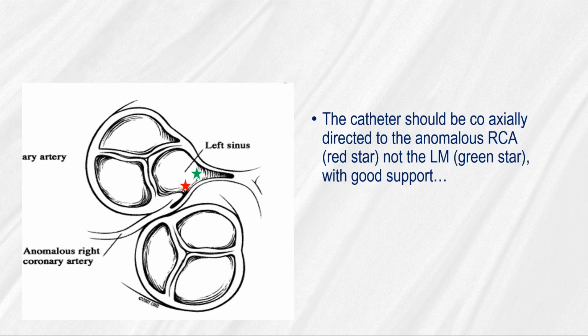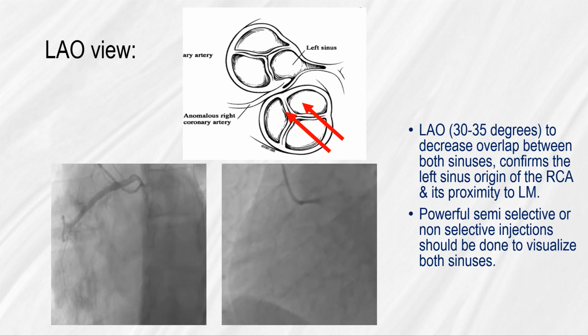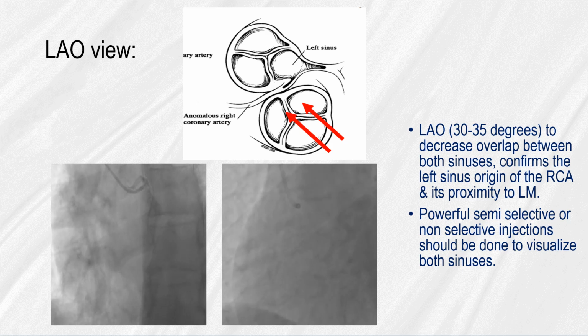The catheter should be coaxially directed to the anomalous RCA (red star), not the left main (green star), with good support. LAO 30 to 35 degrees is the preferred view to decrease the overlap between both sinuses, confirming the anomalous origin and its proximity to the left main.